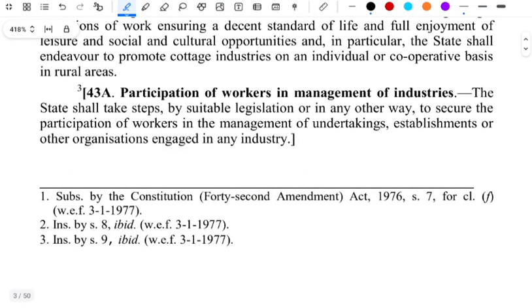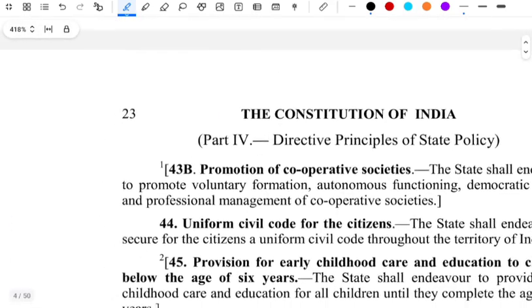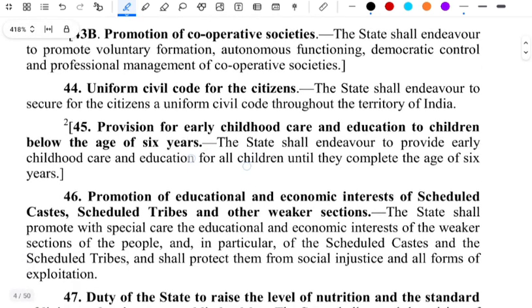Next is article 43A, which says the participation of workers in management of industries. That is part of, I think, the socialist division. That is not required for your upcoming examination. For any examination you will not find divisions like Gandhian, socialist, liberal, democratic anywhere. You don't have to remember that; Laxmikant has just made it, and it is done according to that.